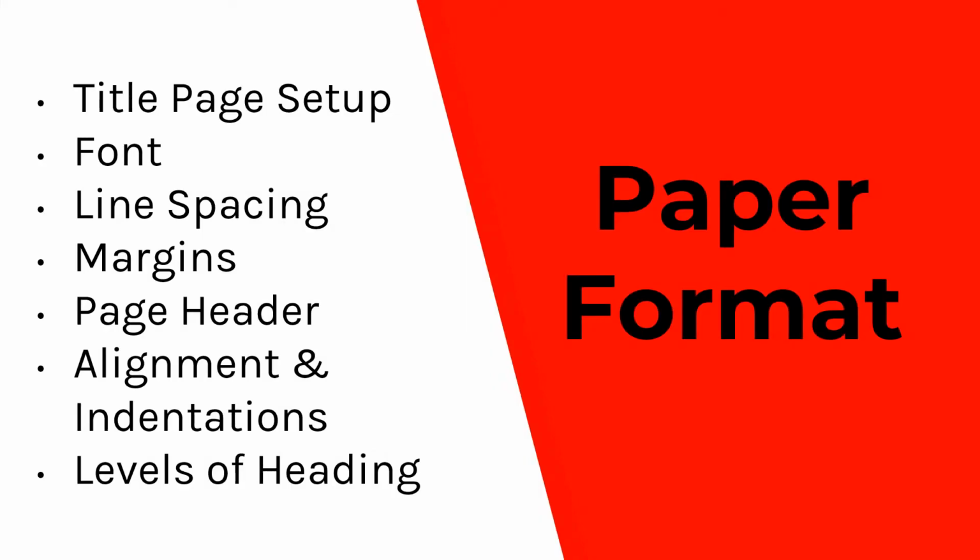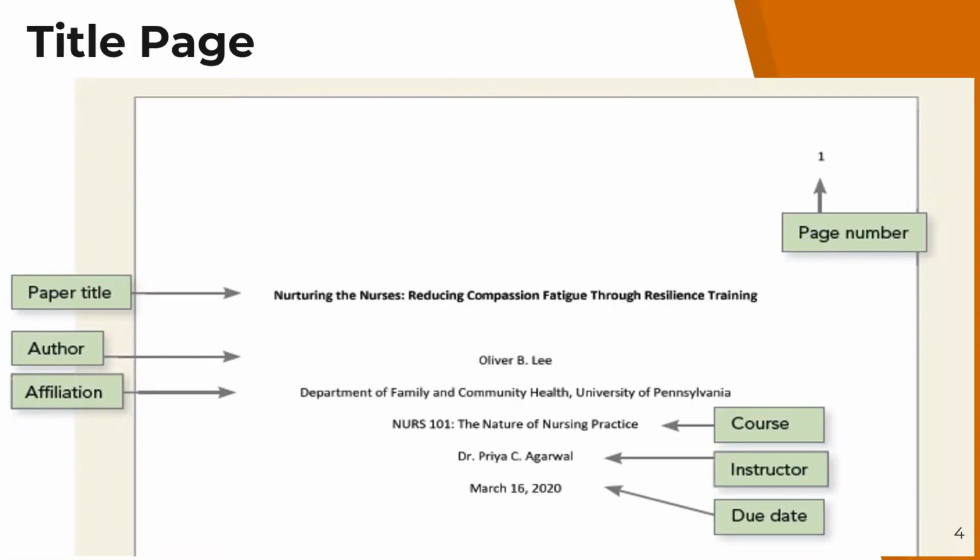First, we will go over paper format, which covers title page setup, font, line spacing, margins, page header, alignment and indentations, and levels of headings. The title page for a student paper will include the following: page number in the top right corner. The title page is page number 1.